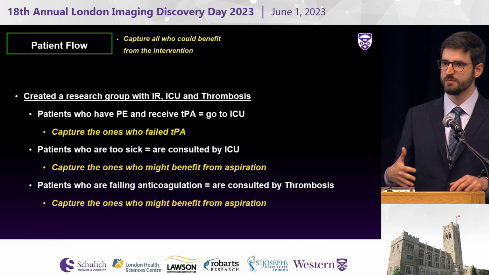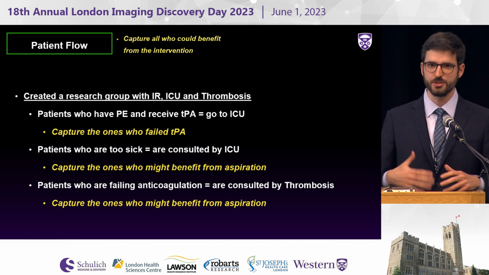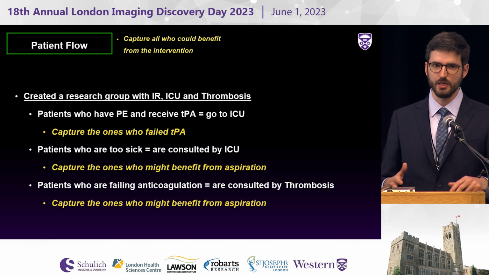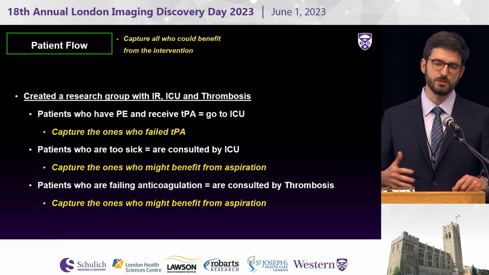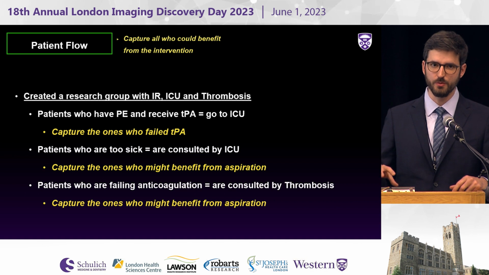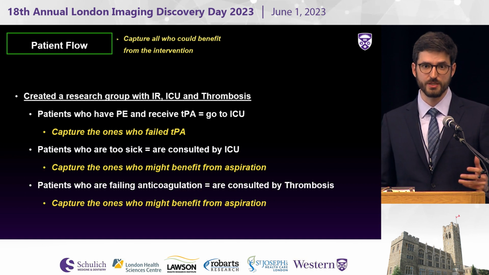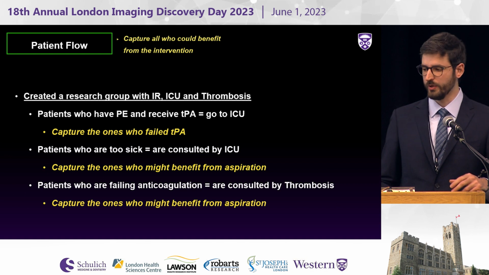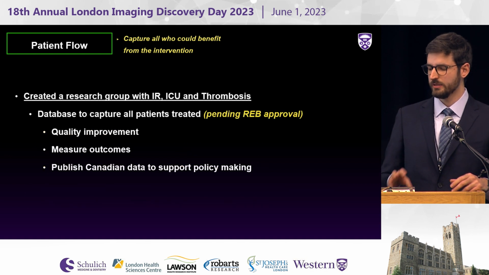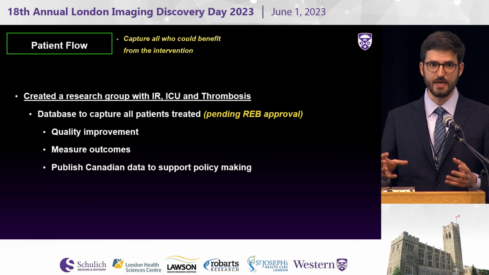And having thrombosis involved is also crucial because once a patient starts failing anticoagulation, they call thrombosis to get their input. And again, we might be able to capture those patients who are more likely to benefit from aspiration from that pathway alone. This also generates a database.